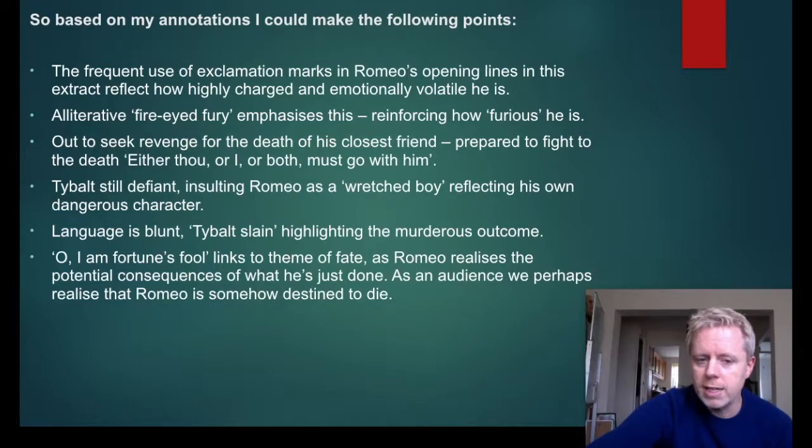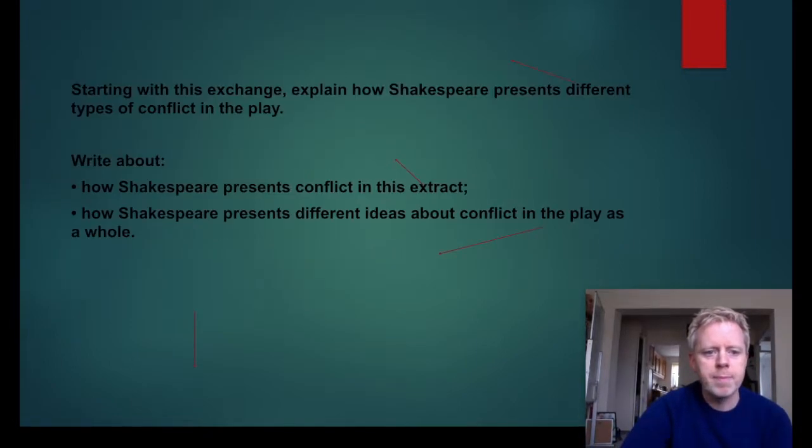Tybalt is still defiant. He insults Romeo as a "wretched boy," reflecting his own dangerous character. He's very volatile himself, Tybalt. The language is blunt. "Tybalt slain," highlighting the murderous outcome. "O, I am fortune's fool" links to the theme of fate, as Romeo realises the potential consequences of what he's just done. As an audience, we perhaps realise that Romeo is somehow destined to die. Damned if he does, damned if he doesn't. I'll explain what I mean by that in a minute.